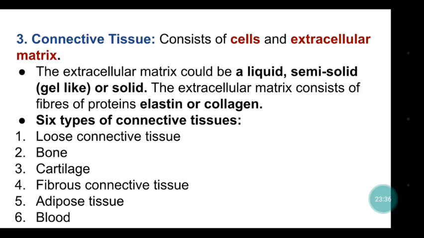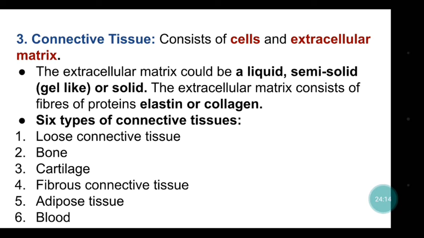Now, the third one is the connective tissue. Connective tissues consist of cells and extracellular matrix too. All the tissues are made up of cells and extracellular matrix. Here also, in the case of connective tissues, these are made up of cells and extracellular matrix. The extracellular matrix could be liquid, semi-solid or solid. The extracellular matrix consists of protein fibers, that is elastin and collagen.